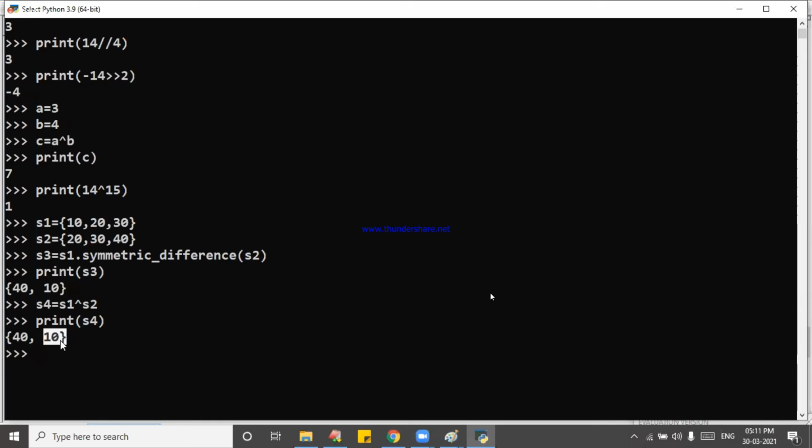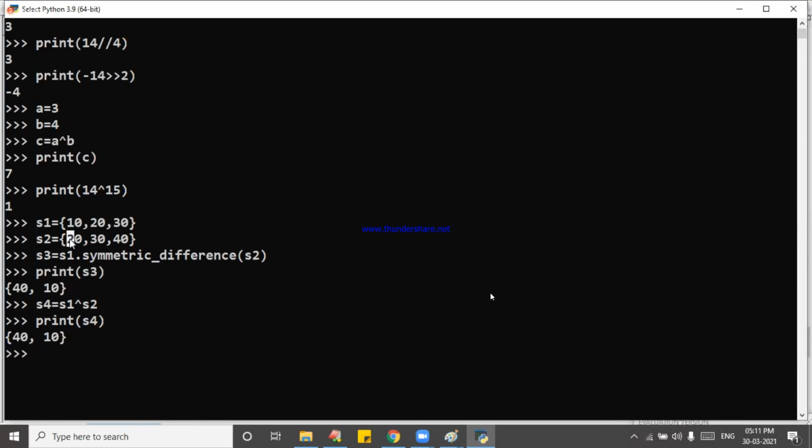Understand or not? Now the second element, you take it. 20. 20 is there, that is called 1. Is it present in the second set? Yes. That means 1 and 1. 1 and 1 is 0. Don't take that element. That's why 20 is not there. 1 and 1 is 0. That's why 20 is not coming. See how beautiful.